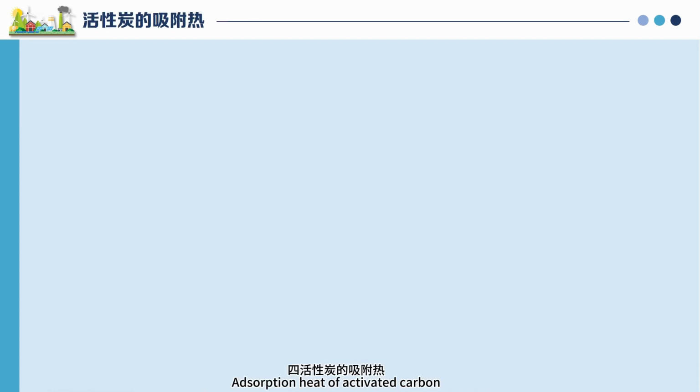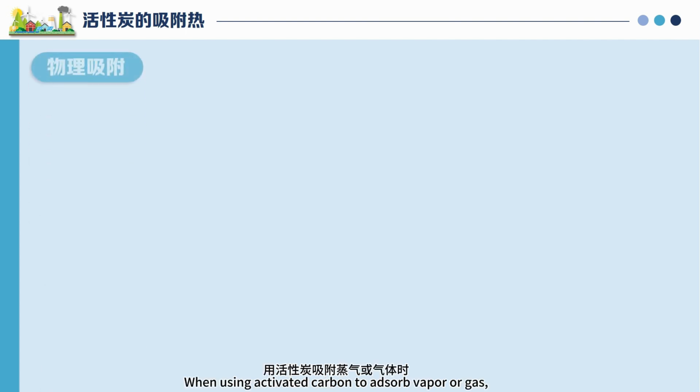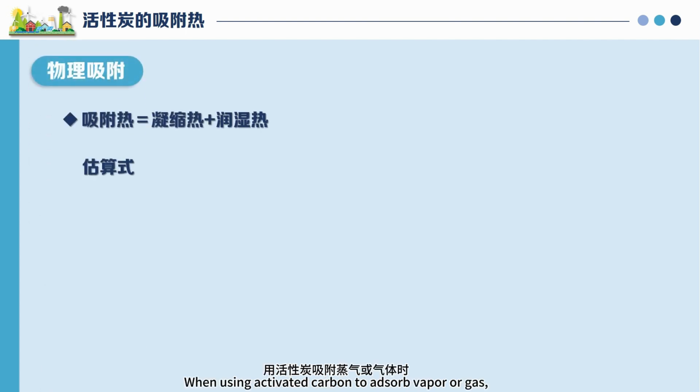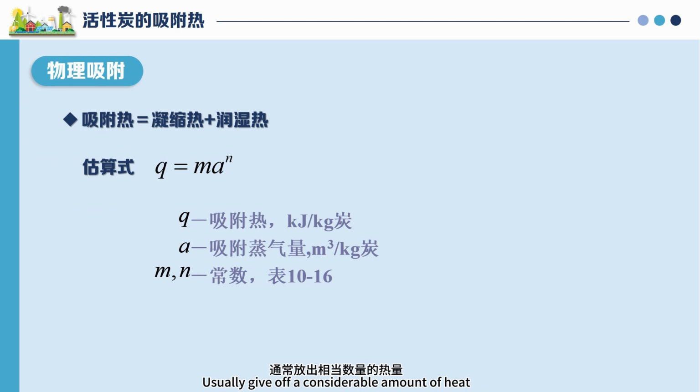Adsorption heat of activated carbon. When using activated carbon to adsorb vapor or gas, a considerable amount of heat is usually given off. The temperature of the activated carbon and airflow increases, and the adsorption capacity of activated carbon is reduced.